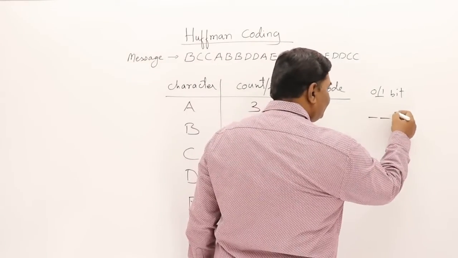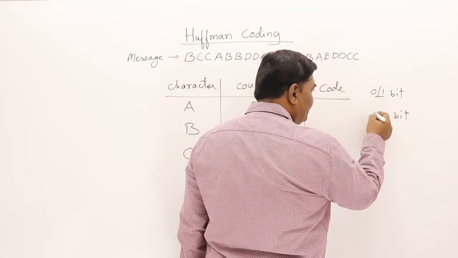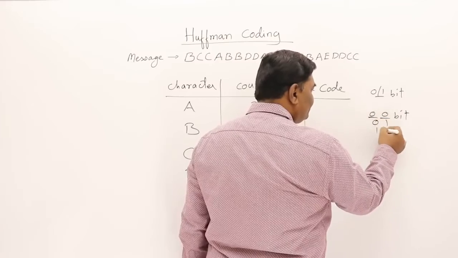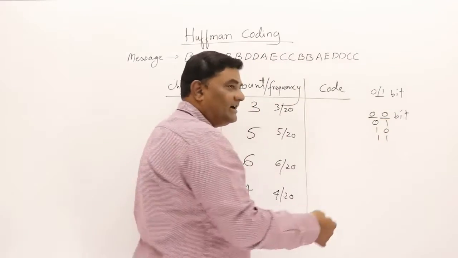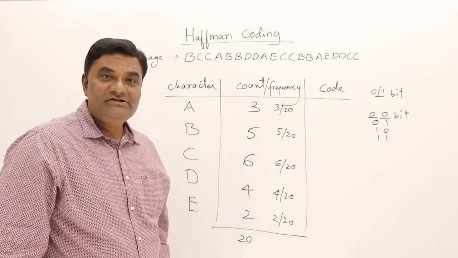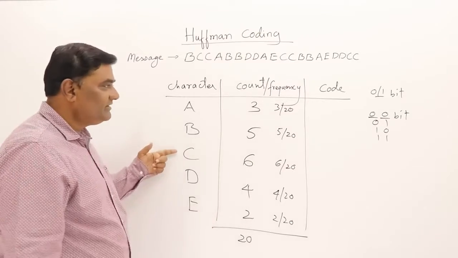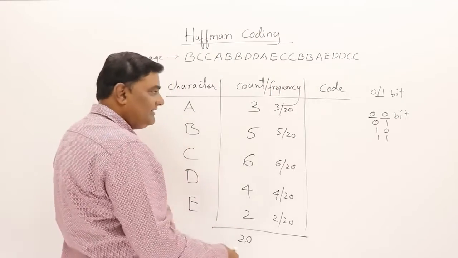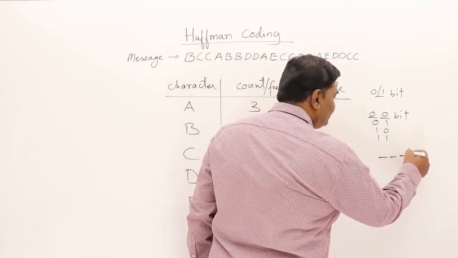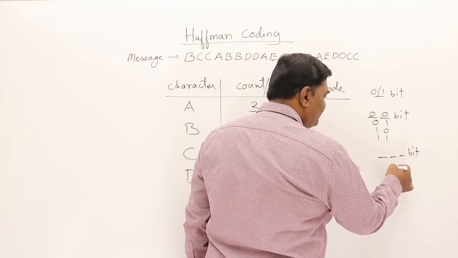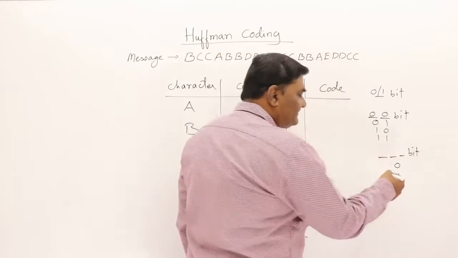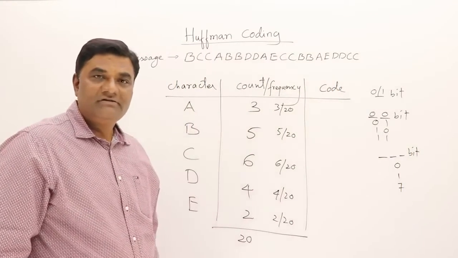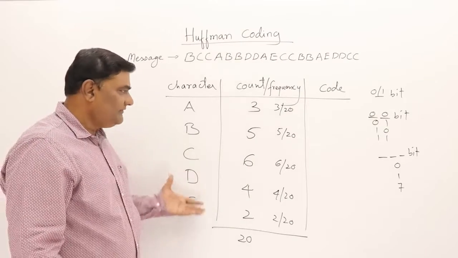If I have 2 bits, then how many can I represent? I can write 00, 01, 10, 11. So I can have 4 different combinations, and each combination can represent one symbol. But I have 5, so for that I can take 3 bits. So in this, how many combinations are possible? 0 to 7, that is 8 combinations are possible. So I will take 5 out of that.